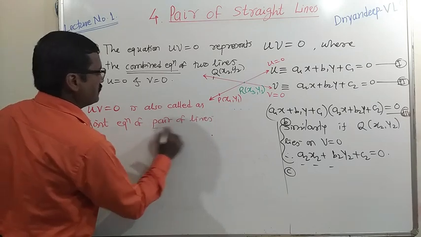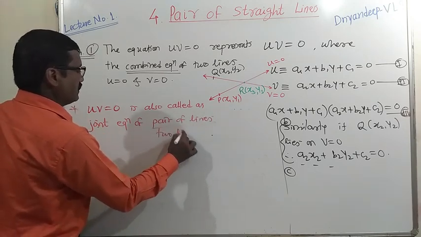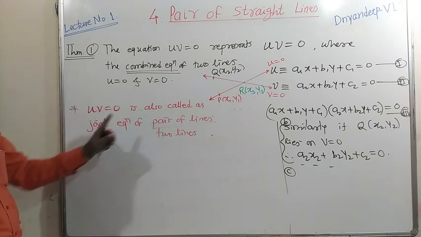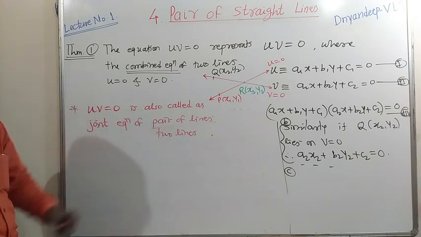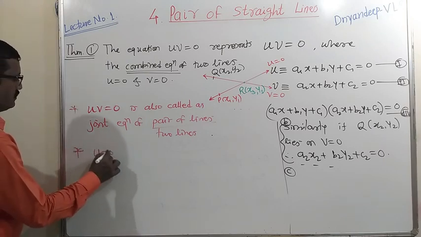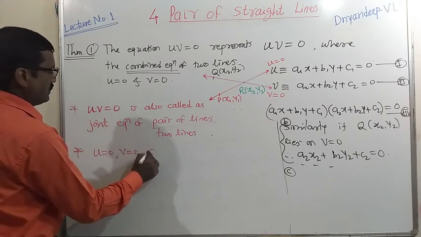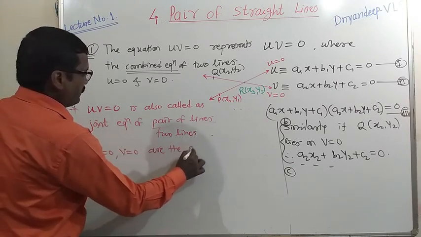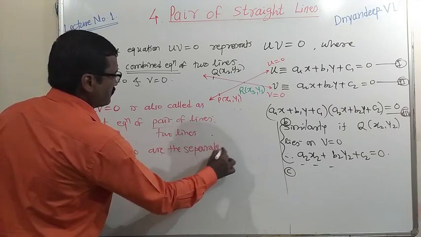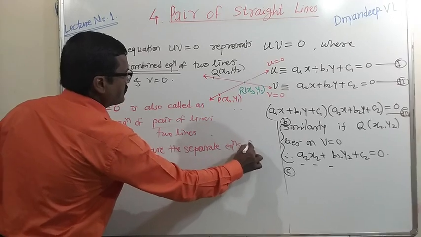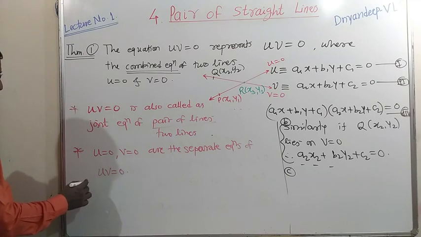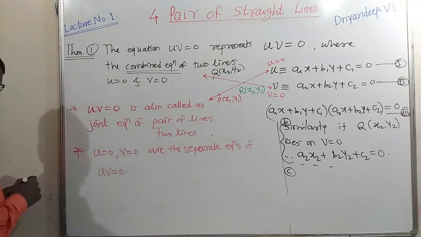Pair of lines means two lines. In simple words, we can say it as two lines also. So this uv equal to 0 is called the joint equation of pair of lines or two lines, and u equal to 0 and v equal to 0 are the separate equations of uv equal to 0. uv means combined equation or joint equation of two lines.